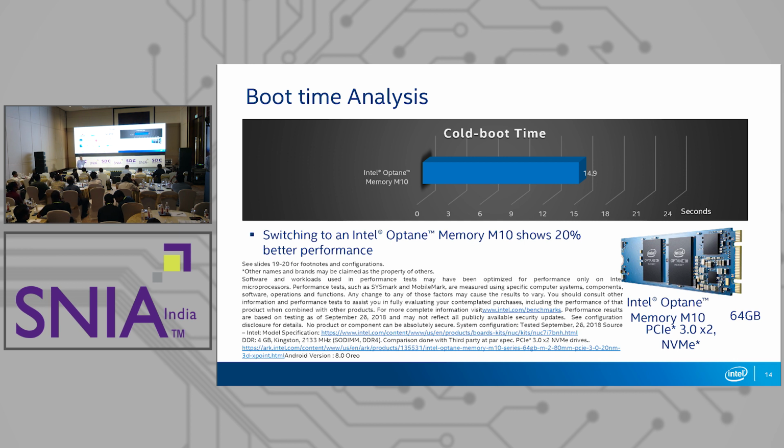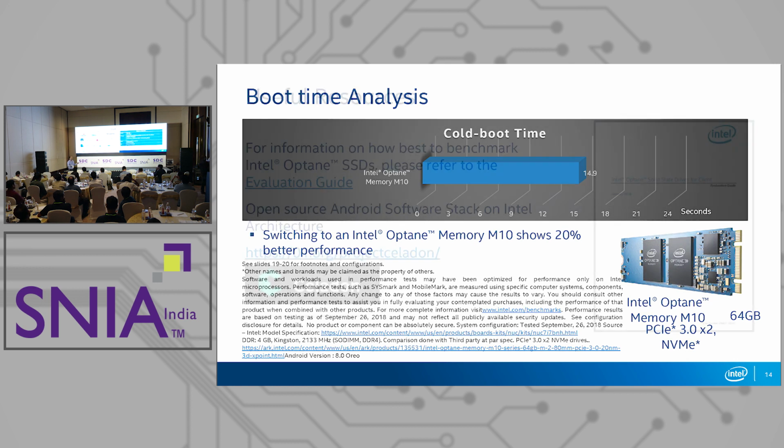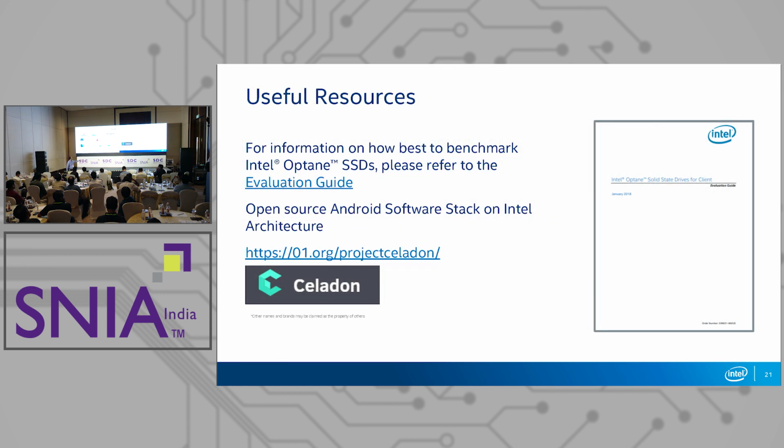So in your automobile solution, are you planning to use DRAM also? I would say that for automotive Android, whatever the stock Android is giving, the same thing you can find, which is tuned for the Intel architecture. You can find it on the Celadon site, which is basically a GitHub, so you have all the code there.